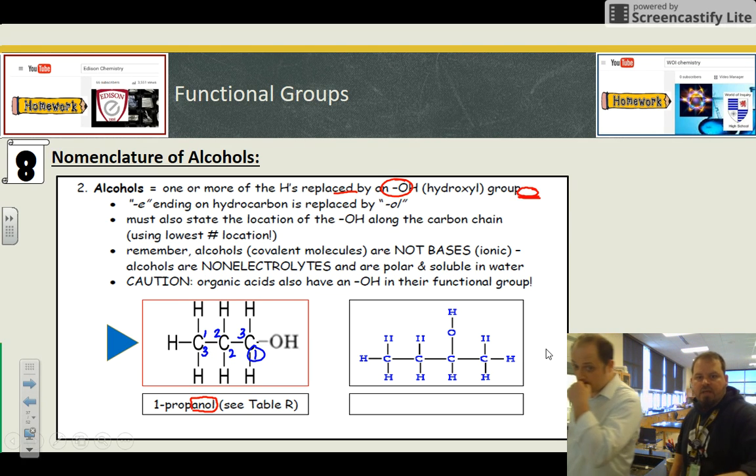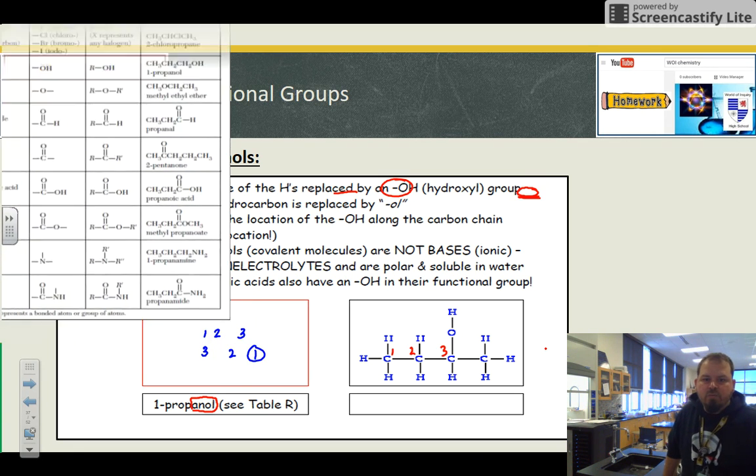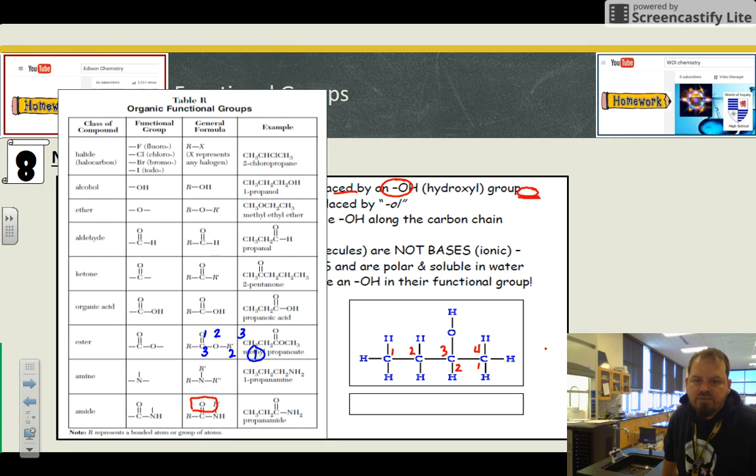Good. Okay. On the next example, we have to name this one. I see 1, 2, 3, 4 carbons. He's trying to figure out this numbering system, but still, 4 carbons is but-.